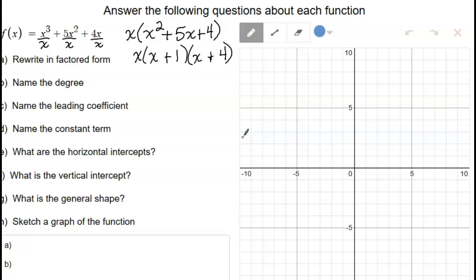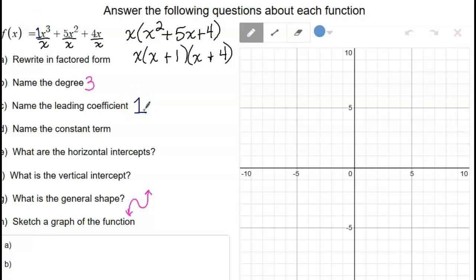Okay? So name the degree. The degree is either going to come from how many x's there are, or it's going to come from the biggest exponent. Either way, our degree is 3. And so that's going to tell us what the general shape is. So again, that general shape is going to look something like this. The leading coefficient, again, that's the number that is all the way out in front when it's in standard form. So that's 1 if there's no other number there.